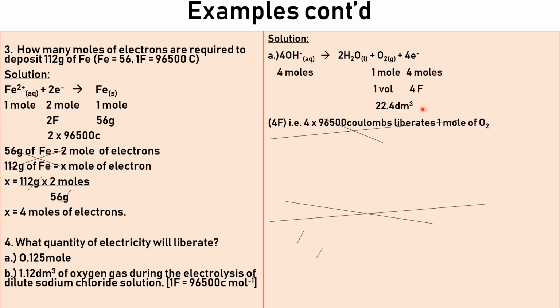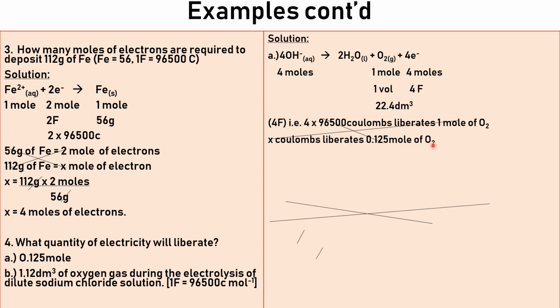So what I need to do is to say that 4 Faraday, which is 4 times 96,500 coulombs of electricity, liberates 1 mole of oxygen gas, as you can see here in this equation. But we are to calculate the quantity of electricity that will liberate the number of moles of oxygen that has been given in the question, which is what?